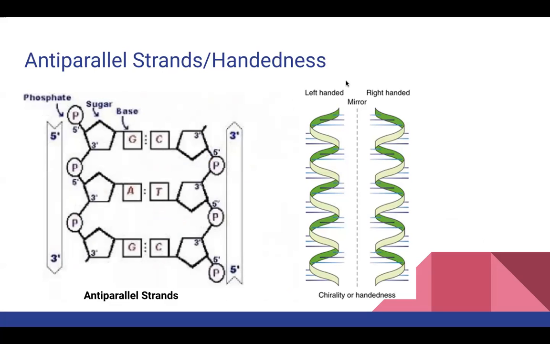Here we have 2 other characteristics, antiparallel strands and handedness. Antiparallel strands is the idea that the phosphate backbones on each side are facing the opposite direction. So on the left side, we have 5' to 3', and on the right side, we have 3' to 5'.